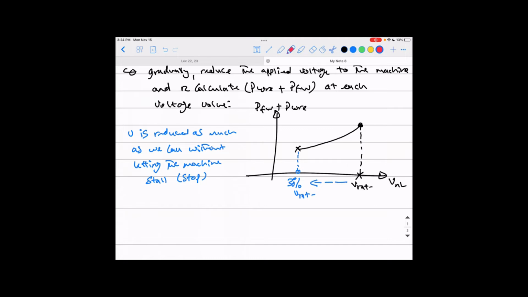After this, you just do interpolation for the rest until you hit 0 volt, okay? So you do extrapolation here. That means you just follow the same pattern of reduction, but mathematically, until you hit the vertical axis, and this will be your friction and windage losses, PFW.